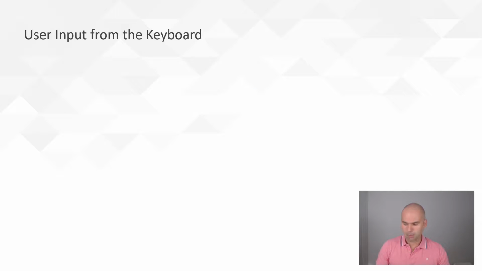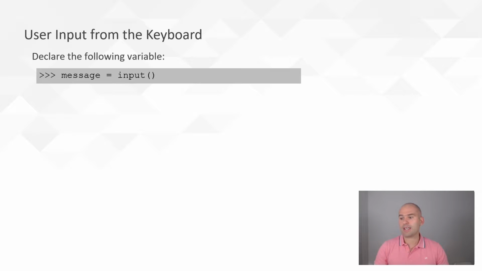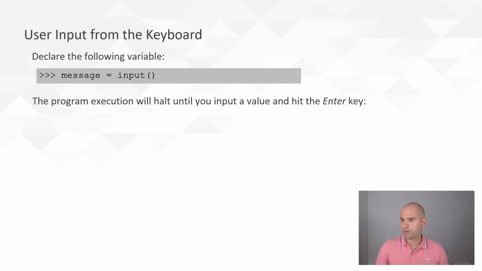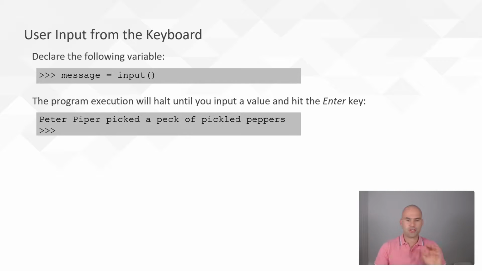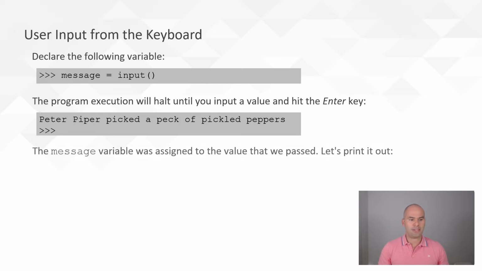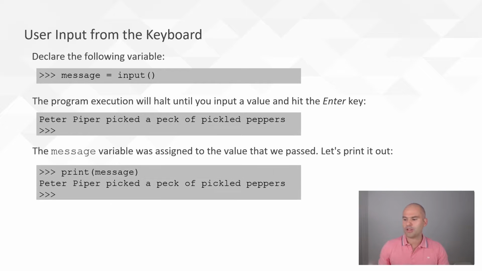So here's an example. You can declare message equals input, and then when the program executes, you can type in the message, Peter Piper picked a peck of pickled peppers, and then when you print out the message, you're going to find out that what you typed in has been saved as the message. So let's have a look at this in code in PyCharm and create some programs using user input.